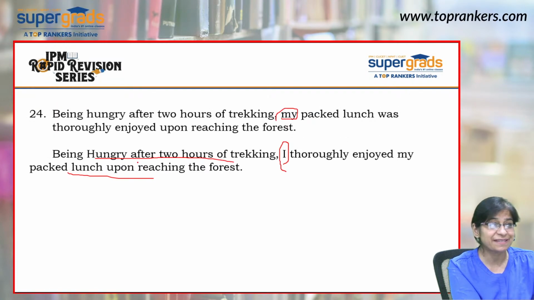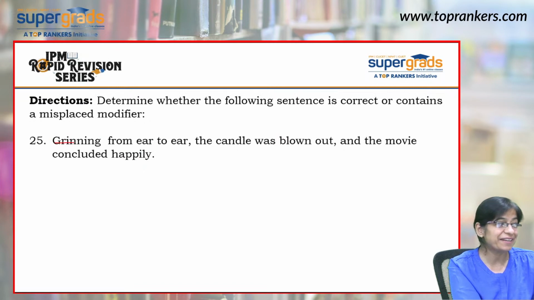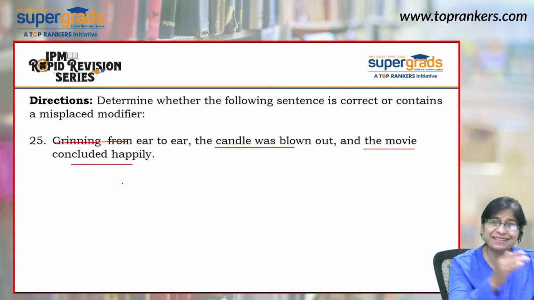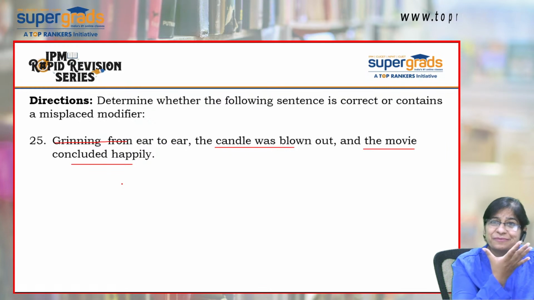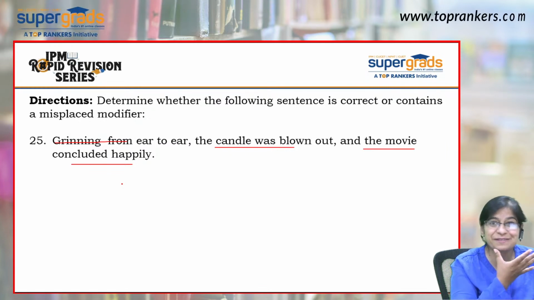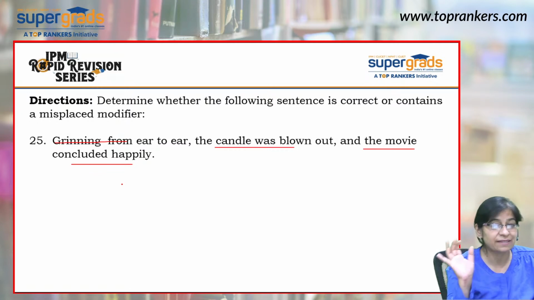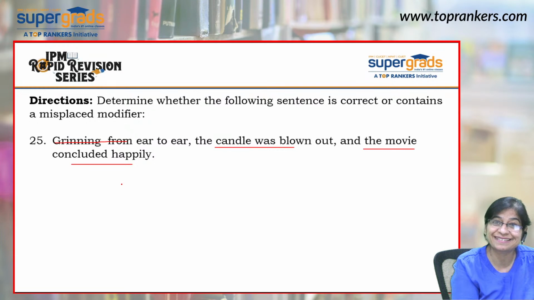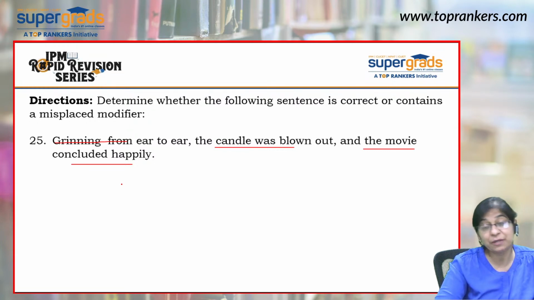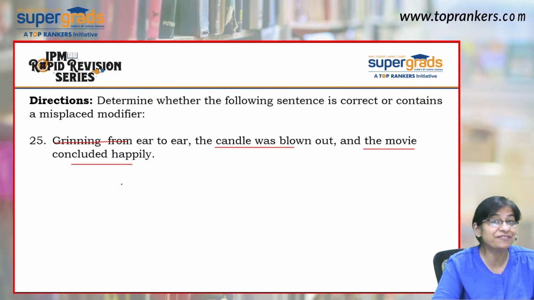Okay, this one is definitely the last one. Grinning from ear to ear, the candle was blown out and the movie concluded happily. Now look at the structure of the sentence. This one says grinning from ear to ear. So somebody's smiling the broadest smile, has blown the candle and has seen the movie's conclusion as well. But who's the subject in this sentence? Tell me. I mean, it could be anybody under the sun, but you have to give the sentence a subject.